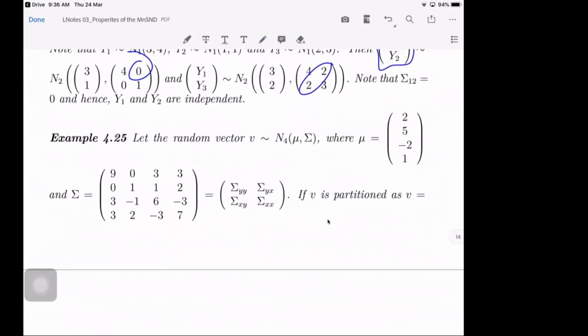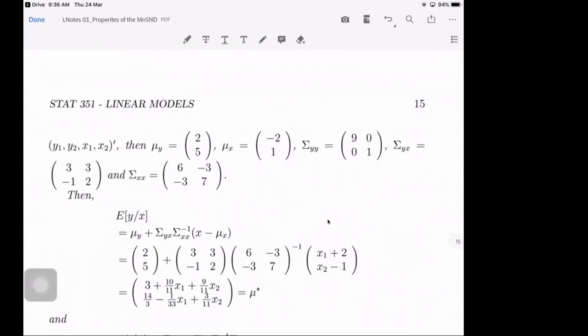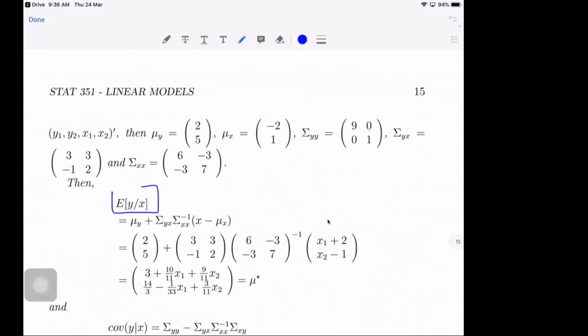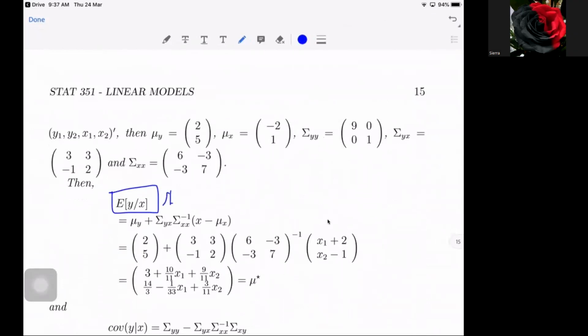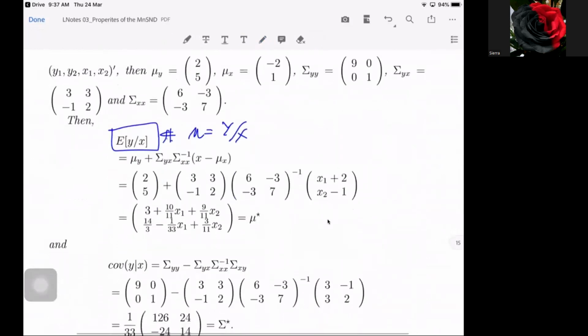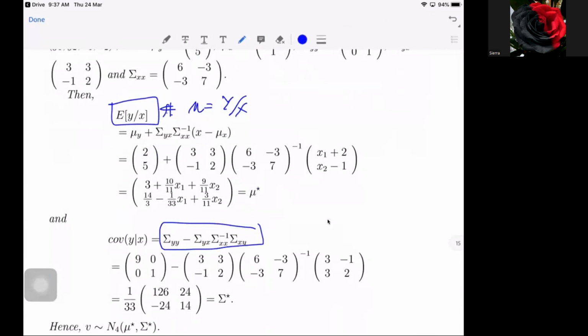Next, let's try to apply the formula of the conditional distribution from earlier. What we want is the mean vector, the expected value of Y given X. So this is the mean. And then we use the formula: Sigma 22 minus Sigma 21 Sigma 11 inverse Sigma 12.